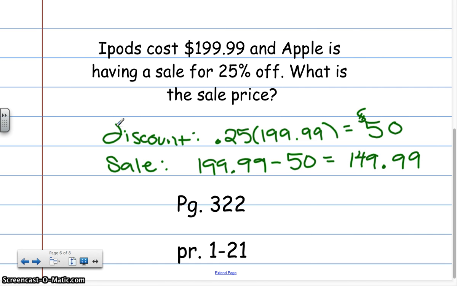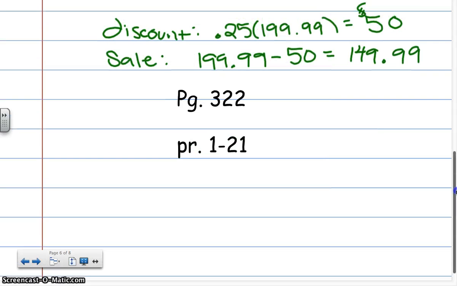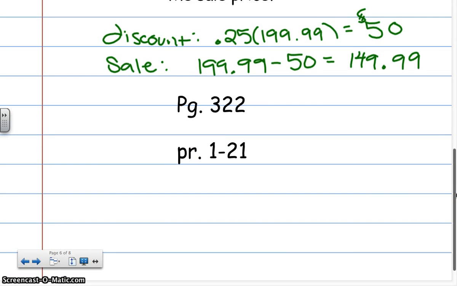Okay, I think this should help you with most of your homework. So your homework for the nice long weekend is page 322, problems 1 through 21.